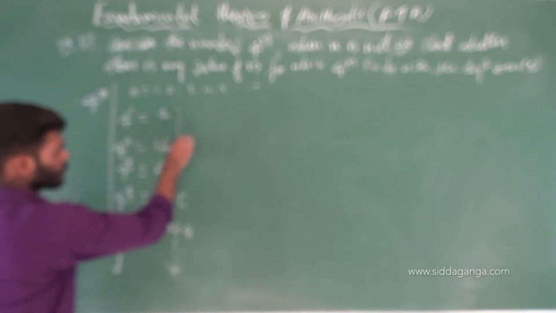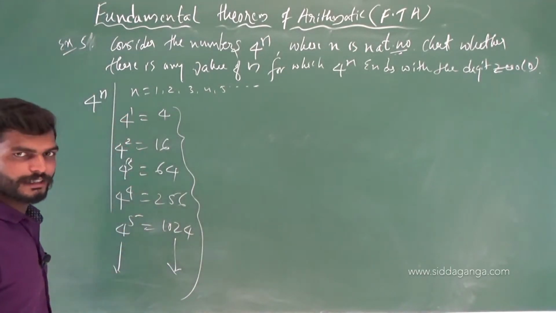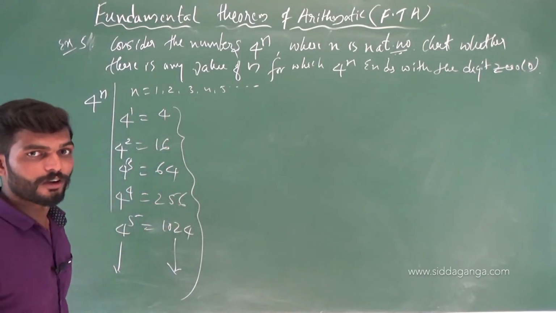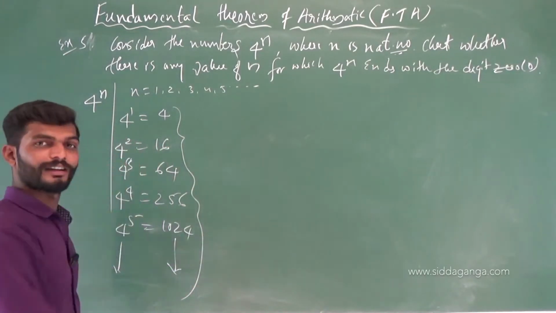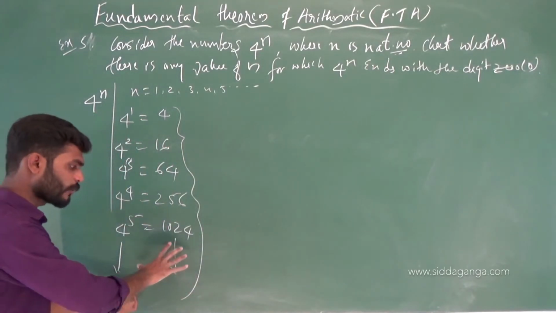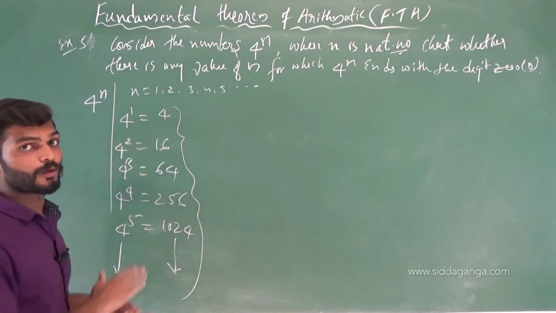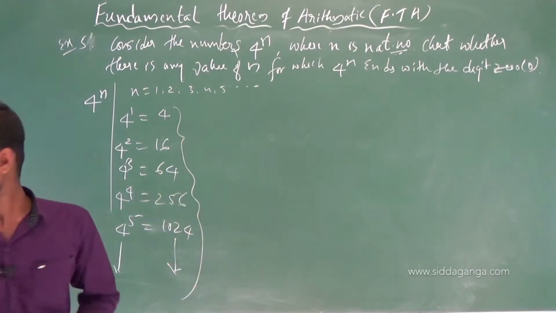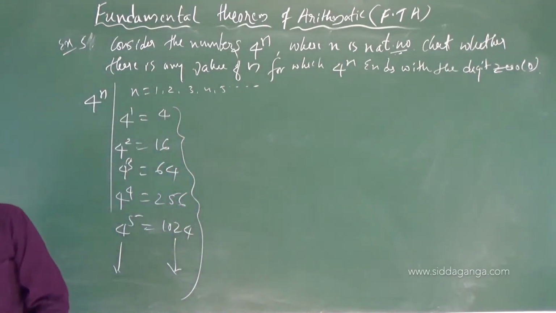Put the values of n as 1, 2, 3, 4, 5, 6, you get those numbers, and none of the numbers ends with 0. You can tell by looking at this, but you can also tell without doing all this process, using the FTA. So before solving this, I need to discuss something.